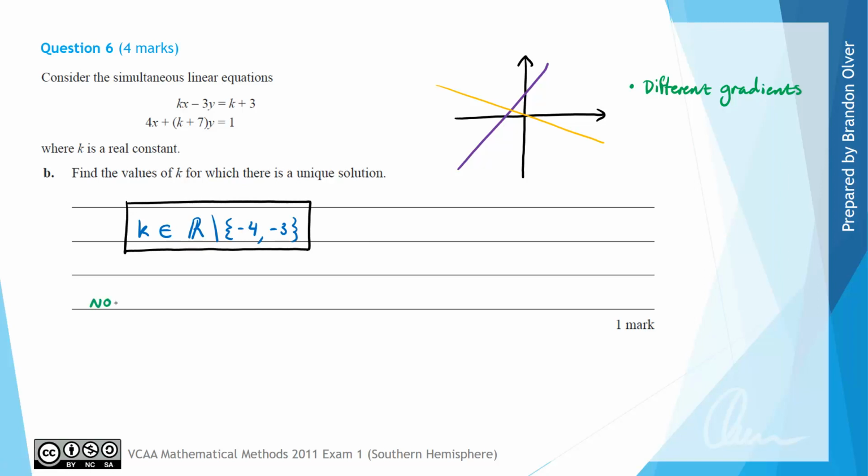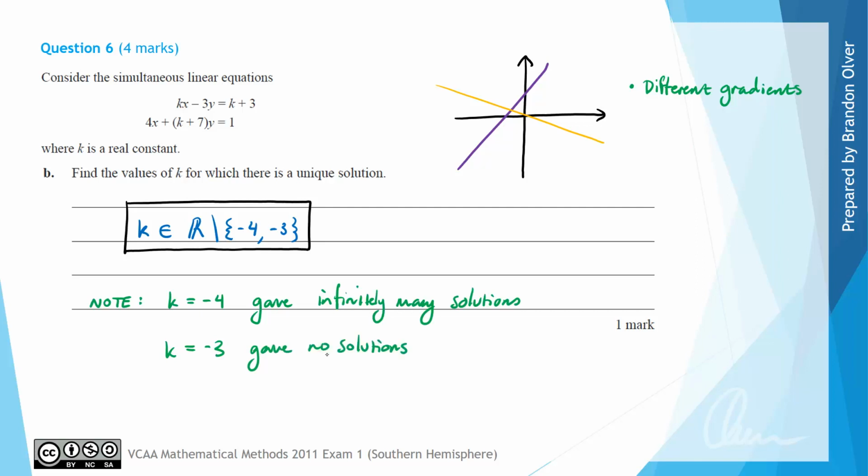And just an additional note about this question to explore what we did find, when k was equal to -4, that gave infinitely many solutions. And that when k equaled -3, that gave no solutions, because we had the same gradient but a different y-intercept. And then for what we just found here, this gives one unique solution. And that occurs when the gradients are not the same, or they have different gradients.